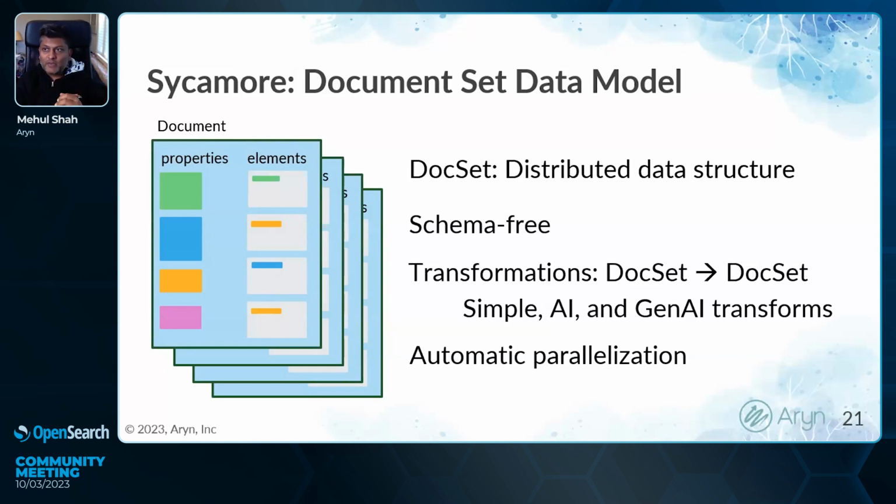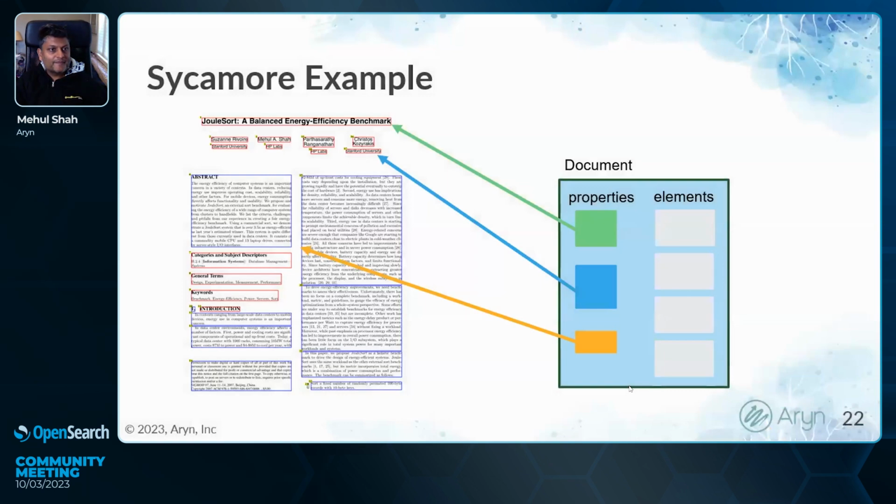You can define transformations in Sycamore that take you from one doc set to another doc set. So transformations, for example, may merge elements, may split elements, or may explode documents so that each element becomes a top-level document. These are the kinds of operations you want to do before you actually get the data into OpenSearch. And again, it automatically parallelizes.